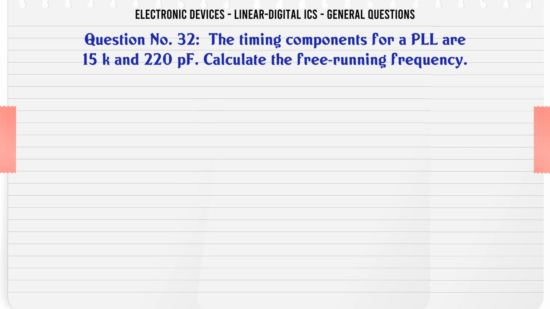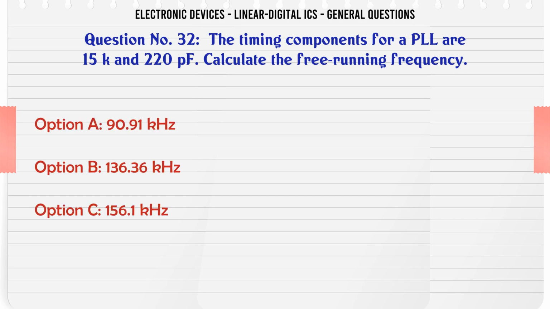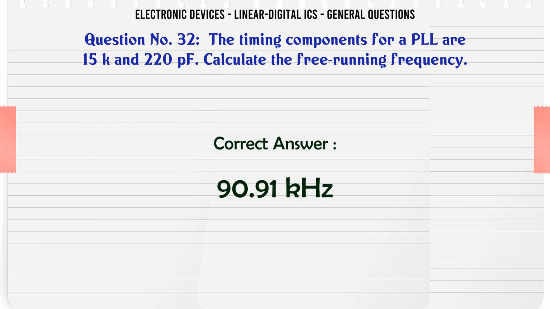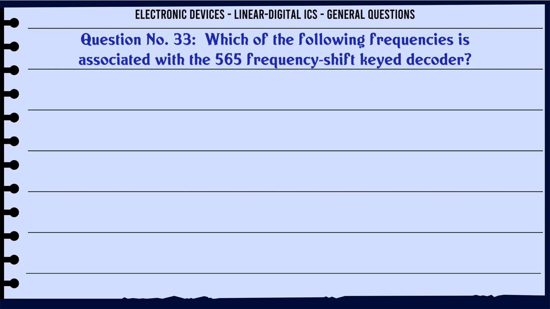The timing components for a PLL are 15K and 220 pF. Calculate the free running frequency. A. 90.91 kHz. B. 136.36 kHz. C. 156.1 kHz. D. 181.8 kHz. The correct answer is 90.91 kHz.